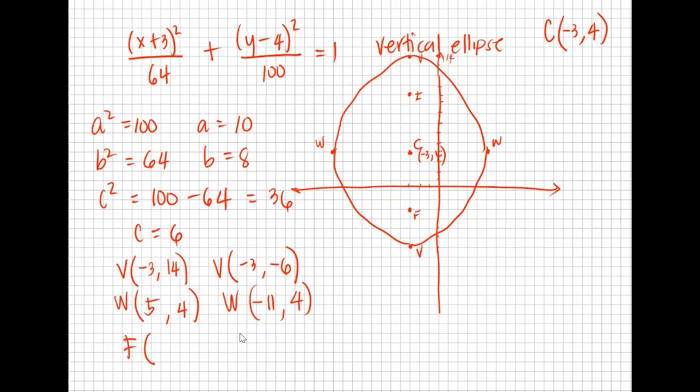For the foci, they are along the major axis, so they have the same first coordinate as the vertices, but the second coordinates are 4 plus 6, we have 10, and 4 minus 6, we have negative 2. So the principal axis here is where the major axis is, and this is the equation of the line x equal to negative 3.